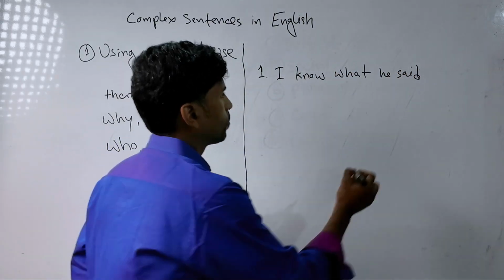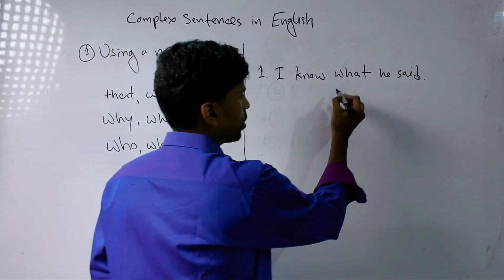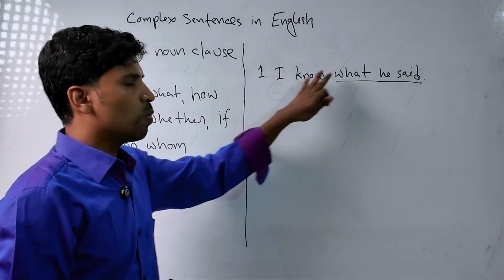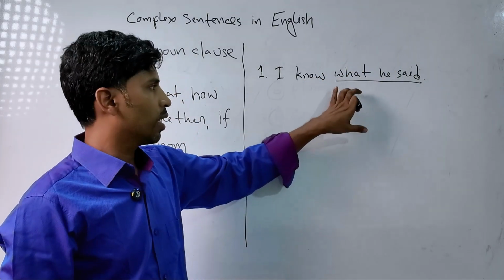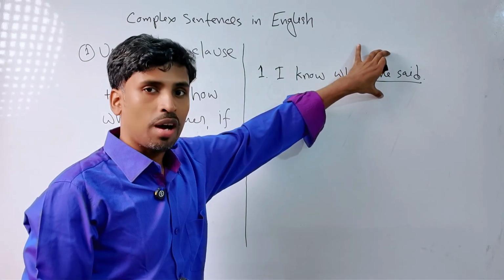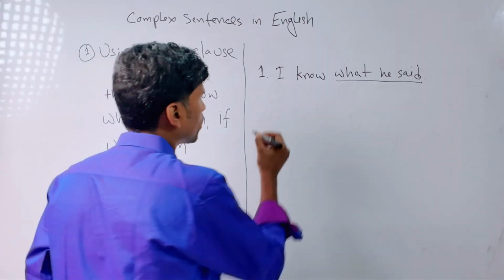All right, so I know what he said. So I know something. So what he said, this is a clause, and this clause is working as a noun. Okay, so that's why it's a noun clause. I know what he said.